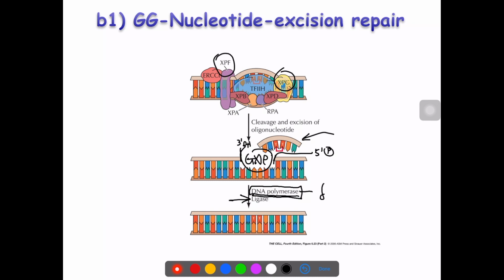So that's the complete set of enzymes that will be required for nucleotide excision repair, specifically for global genome nucleotide excision repair, which will be fixing cyclobutane rings that are forming in DNA that is not being transcribed.